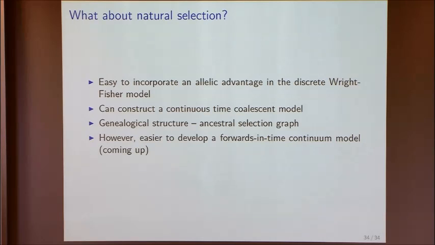So a better way to handle selection is through forward in time models, that is, taking the forward in time continuum limits of these Wright-Fisher models. And Steve is going to talk about that in the next lecture. And yeah, this is all I had planned to talk about with extensions to the standard one locus coalescent.